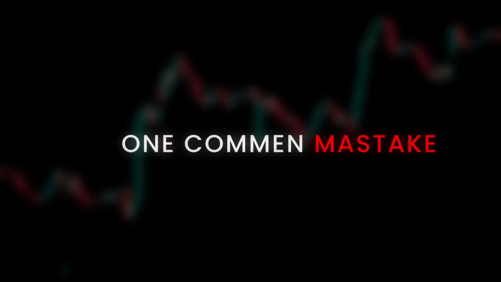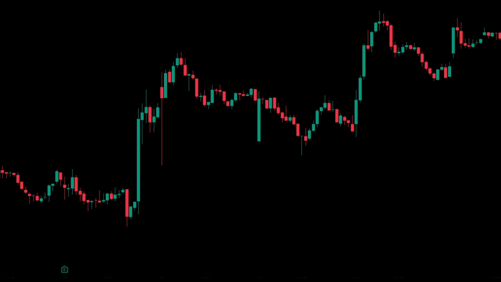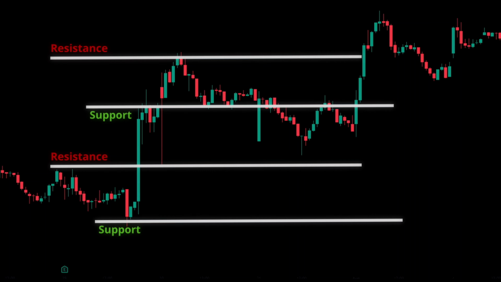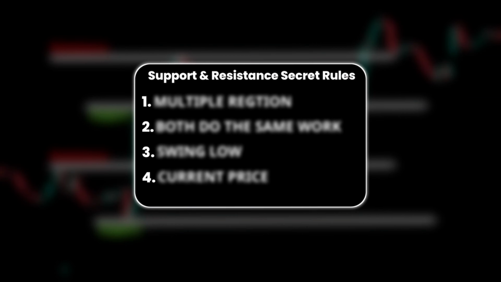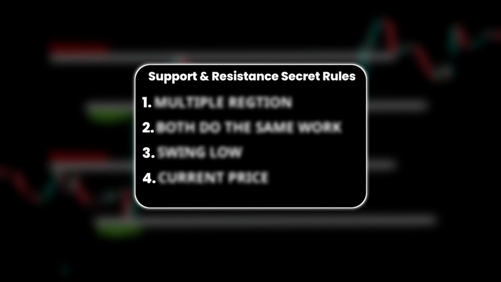But a common mistake that all beginners make is that they draw too many lines on the chart, due to which they get confused. Traders do this because they do not know some rules of support and resistance, which I am going to tell you now.